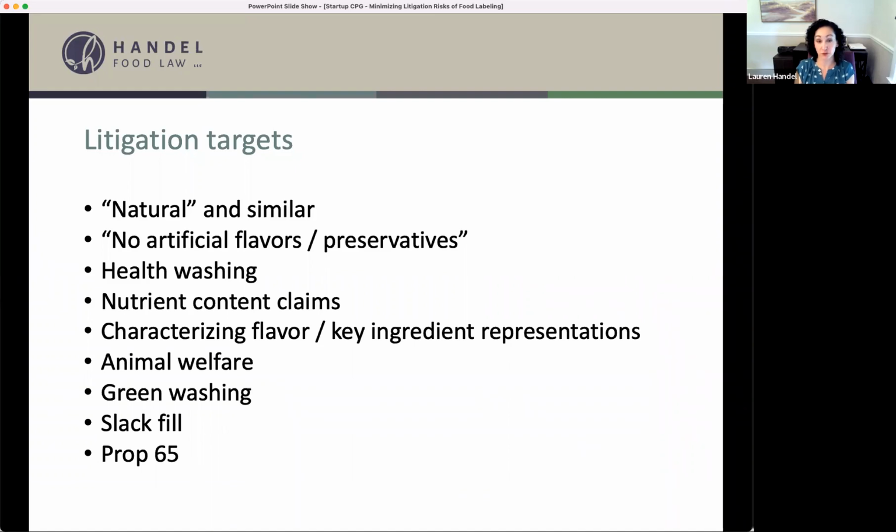Natural and different versions of natural, no artificial flavors or preservatives types claims, what I call health washing, or representing that a product might be better for you than it actually is. Really technical violations around nutrient content claim labeling, representations about characterizing flavors or key ingredients, animal welfare, greenwashing or sort of environmental benefits kinds of claims, slack fill, which I already described, and in California, Prop 65.